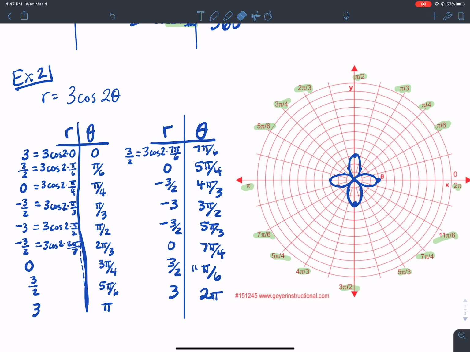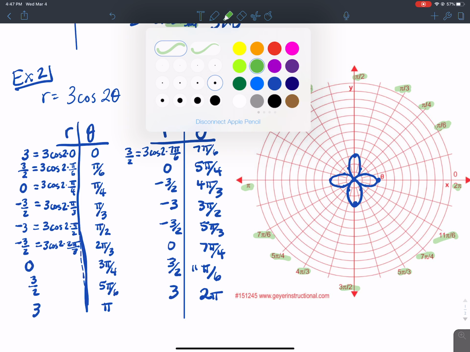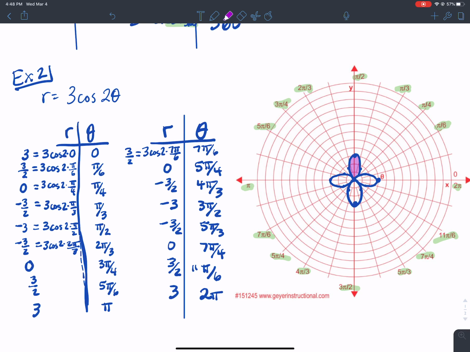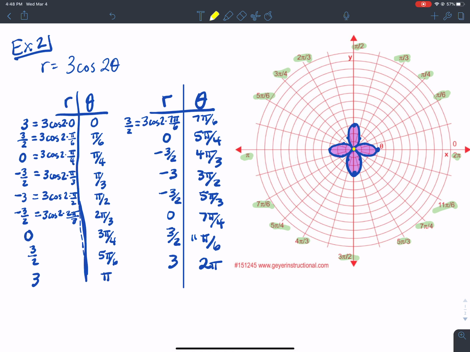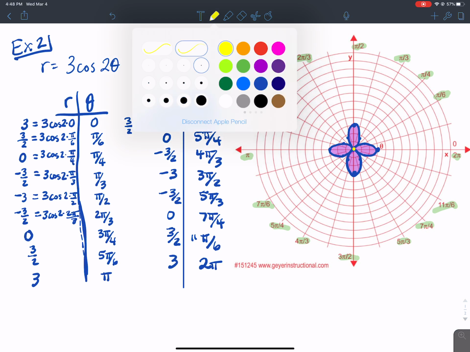And so what we end up with is a nice little flower. I'm going to make my flower purple. I'm going to shade it in. Isn't it pretty? I'm going to put a yellow point in the middle. That's so pretty. And that, my friends, also has a special name that we'll learn about in class. Bet you'll never guess what that one's called.